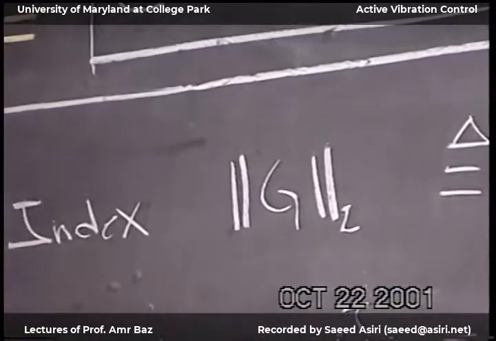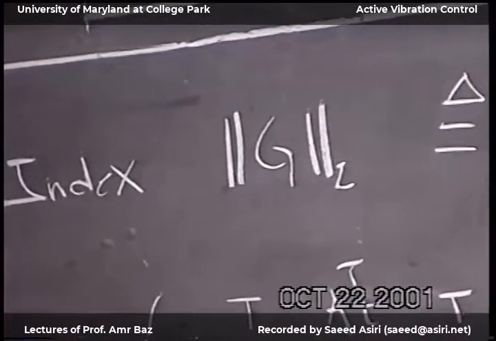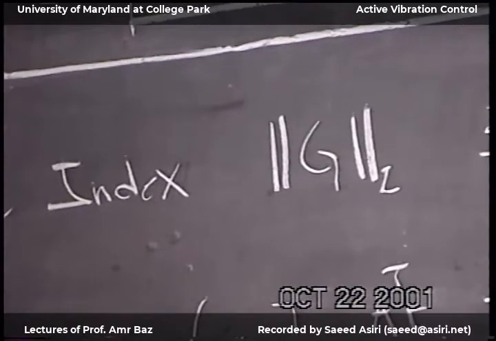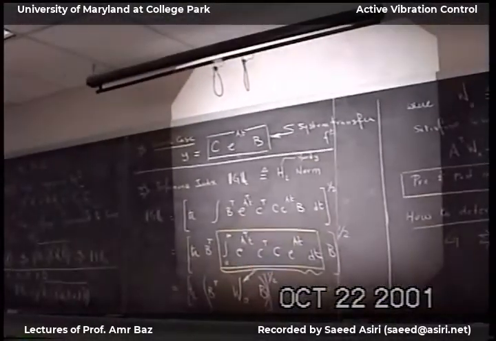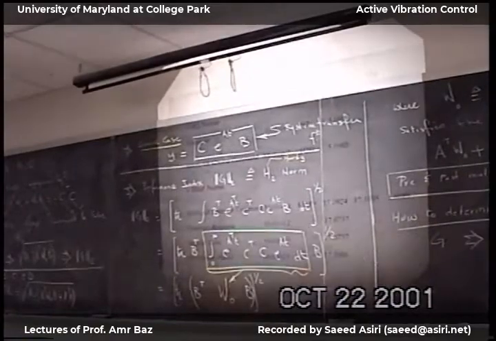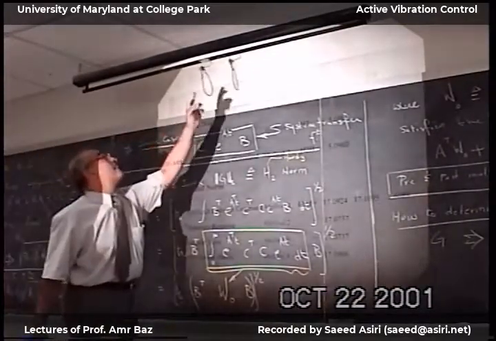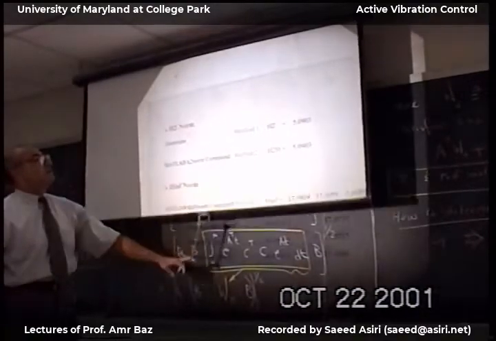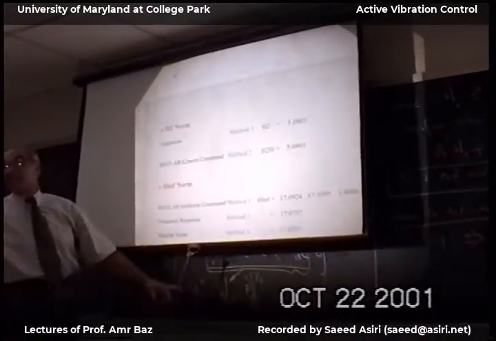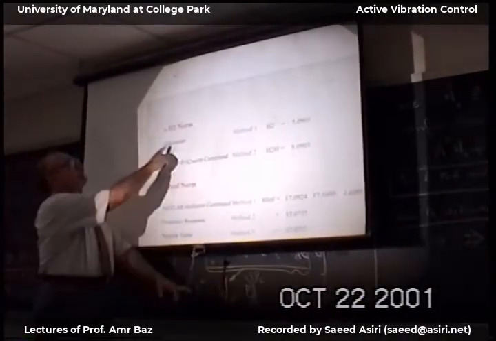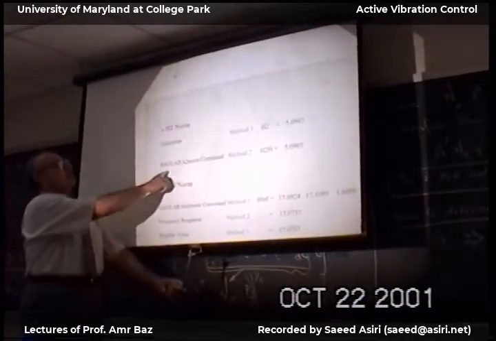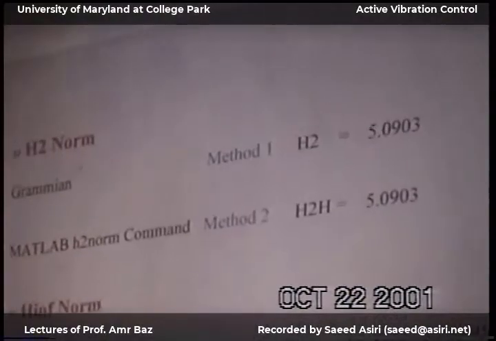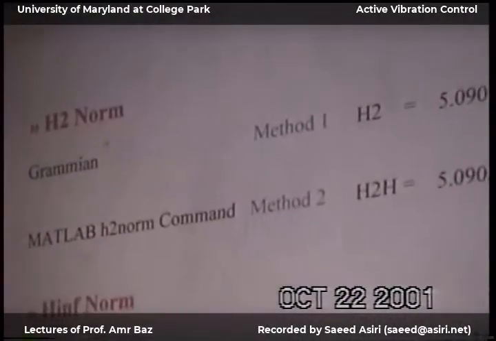Before I take this out, for the example that I had on the board, if I use the Gramian approach or I use the MATLAB approach, the numbers are exactly the same. And as we'll give you the handout, then you will see the same.